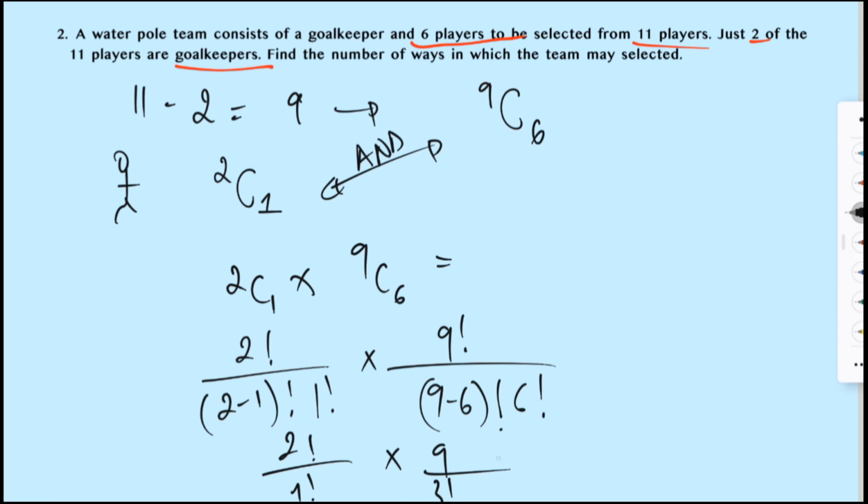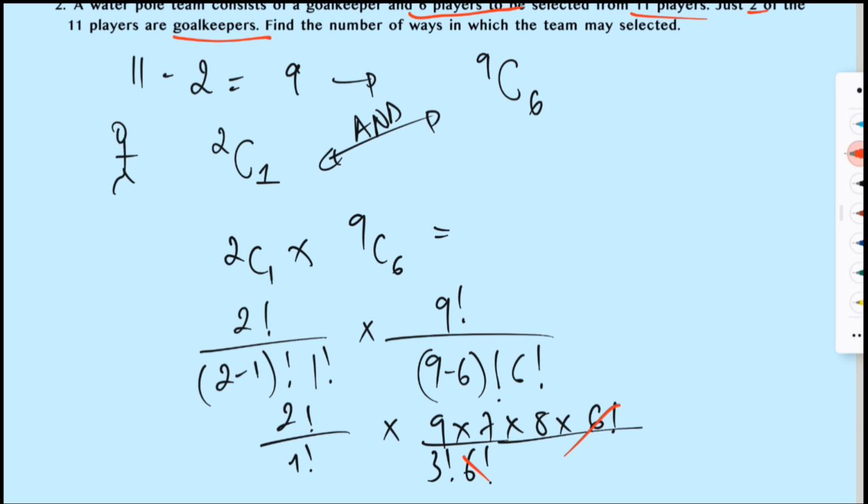We have to be consistent with the working. Okay, 9 factorial is the same as 9 times 8 times 7 times 6 factorial. This 6 factorial is definitely going to cancel out. And then 3 factorial is the same as 3 times 2 factorial again. So I'm just going to simplify this. 3 goes here 3 times, 2 factorial goes here 4 times, and we're good.